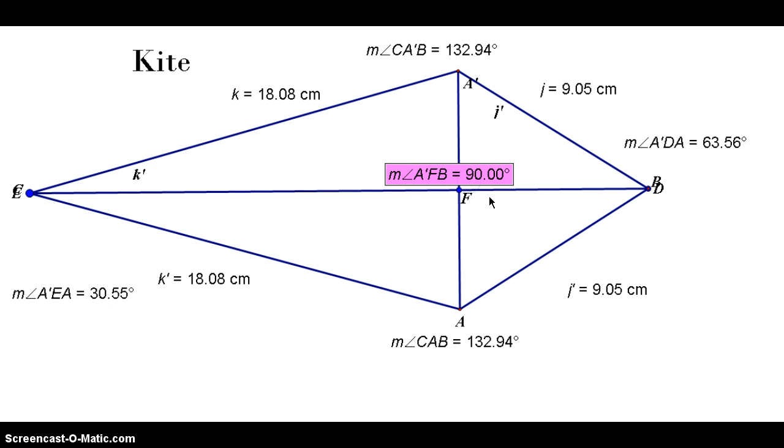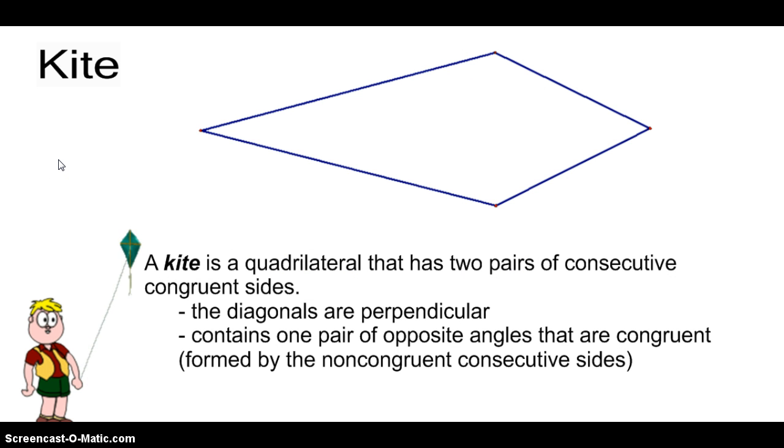And if this angle is 90 degrees all the way around, what can we say about its diagonals? They would be called perpendicular. Good. Okay, so let's take some notes. The definition of a kite is that it's a quadrilateral that has two pairs of consecutive congruent sides. We know that the diagonals are perpendicular, and it contains one pair of opposite angles that are congruent. And the opposite angles that are congruent are the angles that are formed by the non-congruent consecutive sides.